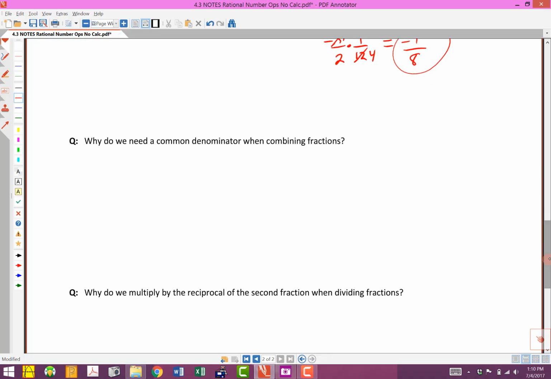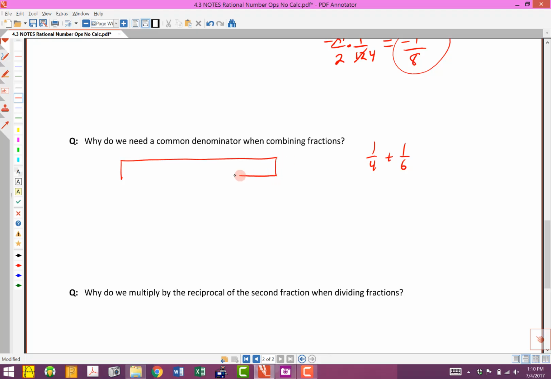Next question, and you may or may not know the answer to this, is why do we need a common denominator when we're combining fractions? So if we're adding and subtracting, we've got to get a common denominator. Multiplying and dividing, we don't. So if we need a common denominator, what's the reason for that? Okay, well, let's say we have something like this: 1/4 plus 1/6. Well, let's make this as easy as we can.